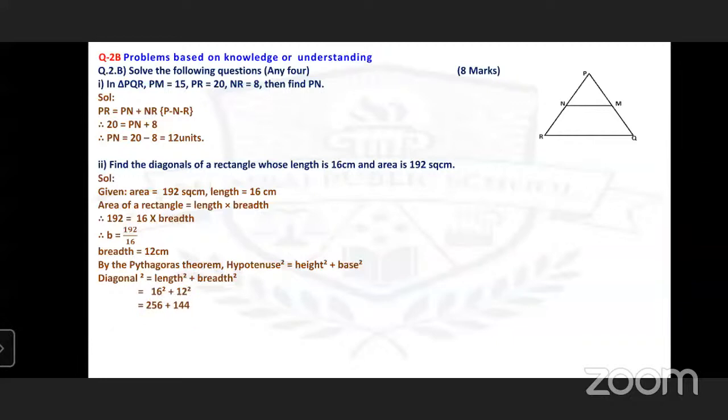So 16 square is 256 and 12 square is 144. That is equal to 400. But here it is diagonal square. So we take the square root, and the square root of 400 is 20. So the diagonal is 20 centimeter. Then finally we write the diagonal of the rectangle is 20 centimeter. Okay, now next question.